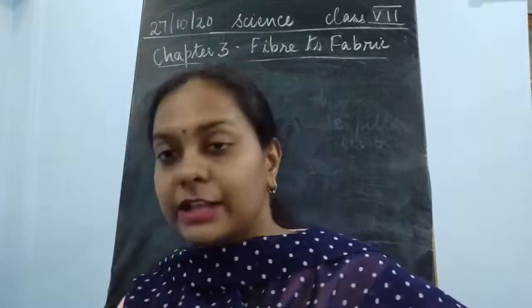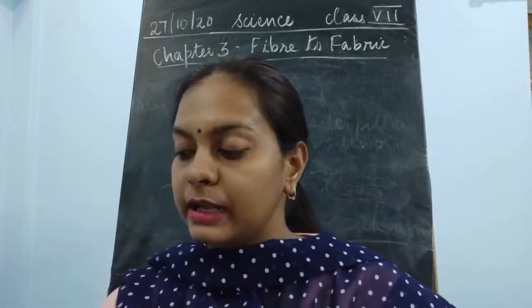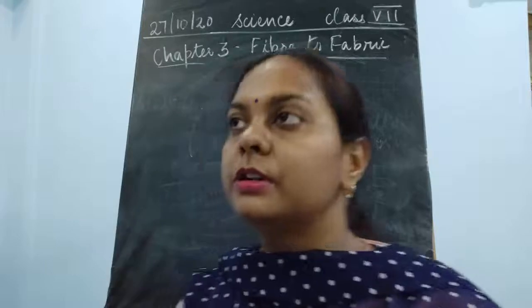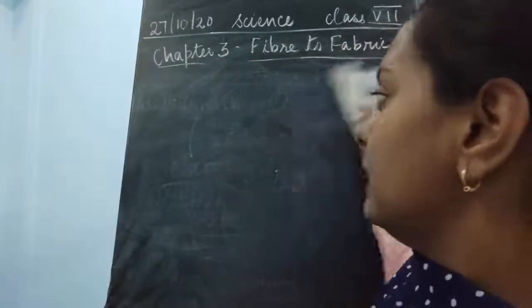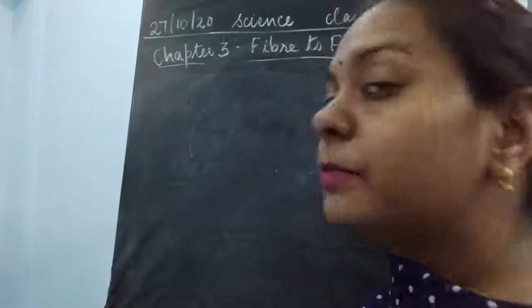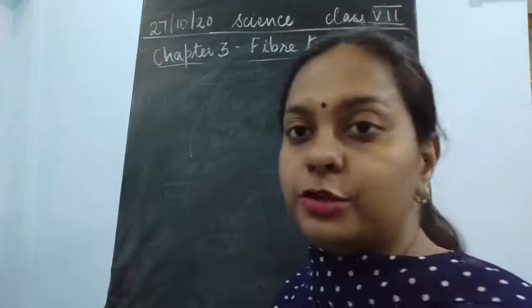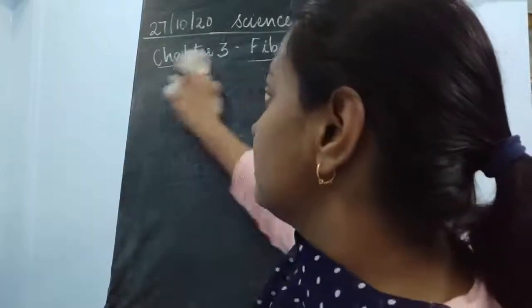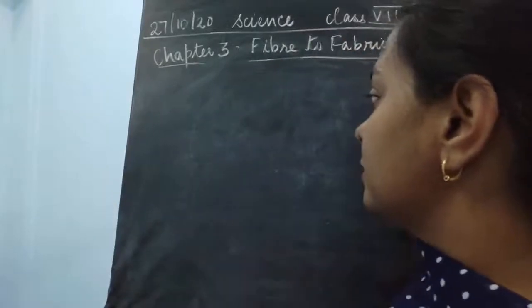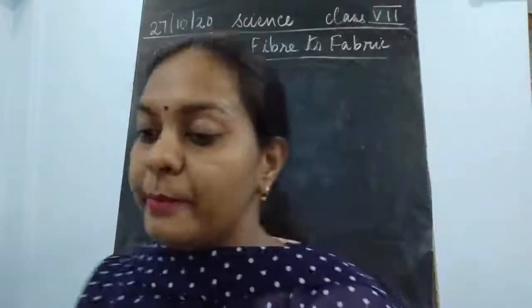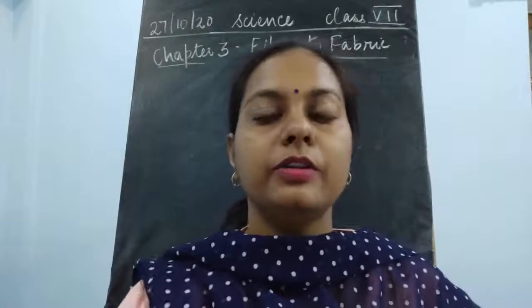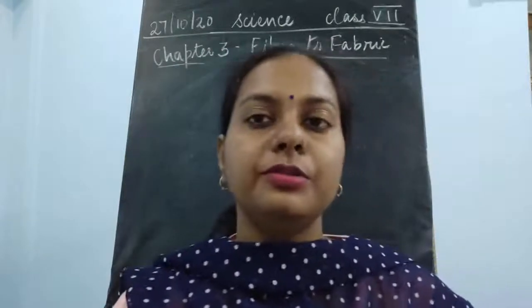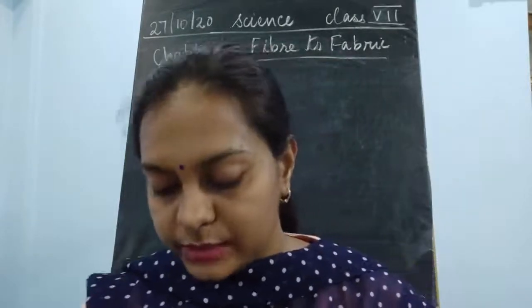the natural fiber. We can see that when we burn the natural fibers, they will burn. But if we burn the artificial fibers, whether artificial silk or artificial wool, they are going to melt. They are not going to burn. They are not going to catch fire. They are going to melt. So this is the difference.